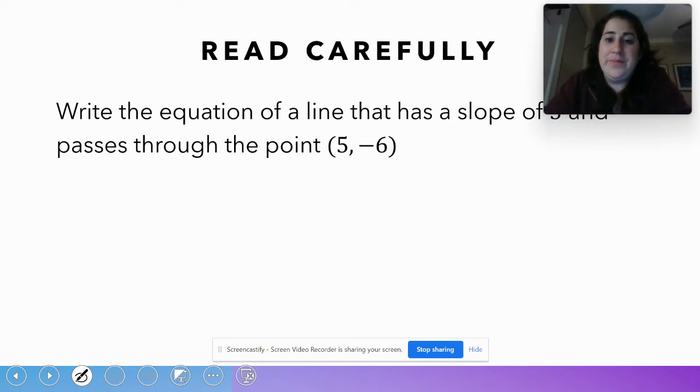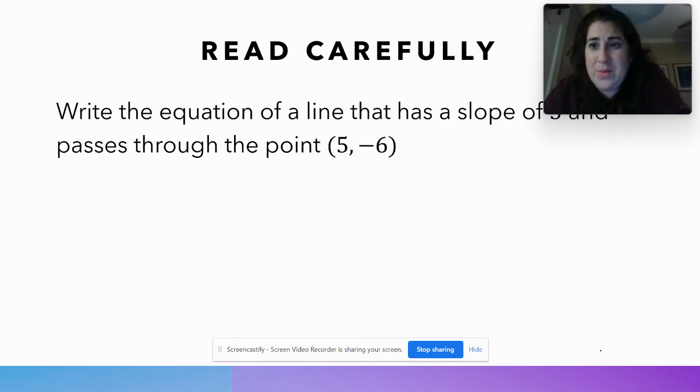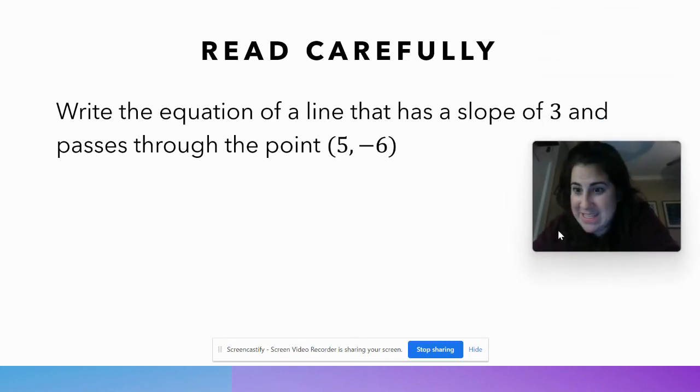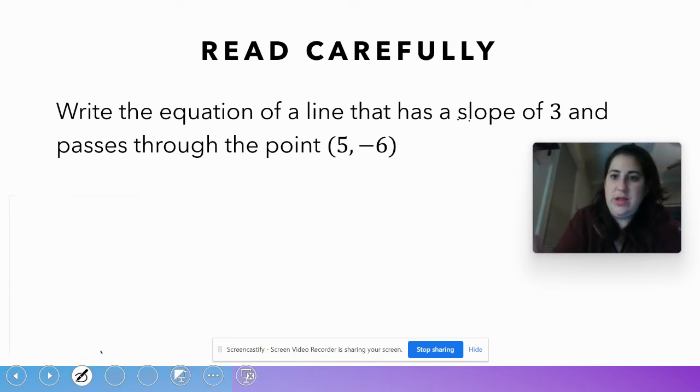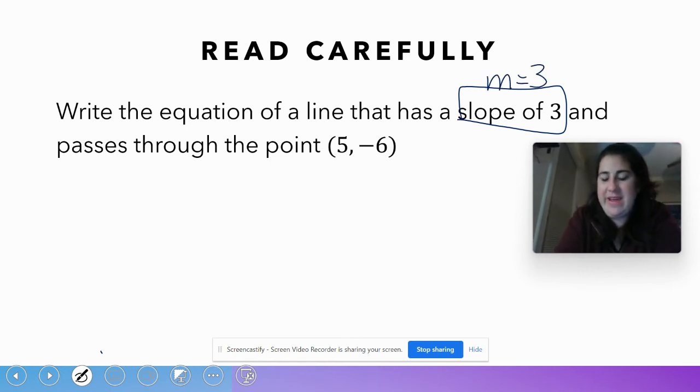All right, so on this problem, we need to read it a little bit carefully. So I'm going to move my face. And it says, write the equation of a line that has a slope of 3, so m equals 3, and passes through the point (5, -6). So I know my 5 is my x value, and my -6 is my y value.